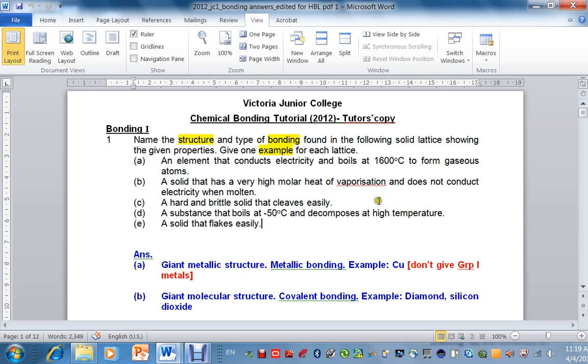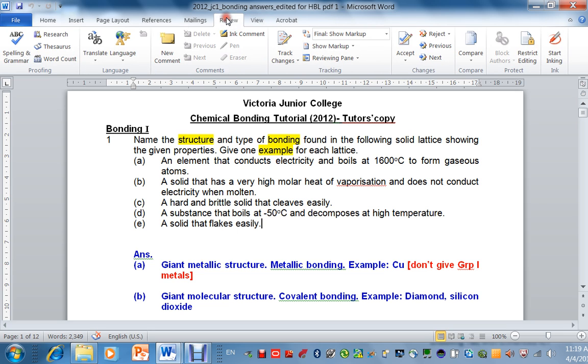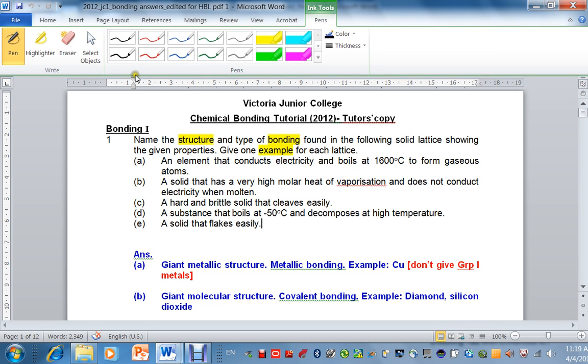Part B, a solid with a very high molar heat of vaporization. Molar heat of vaporization means the amount of heat required to vaporize 1 mole of a substance. So it could be the amount of heat required to vaporize either a solid or a liquid. Essentially it's something like the boiling point of a substance.